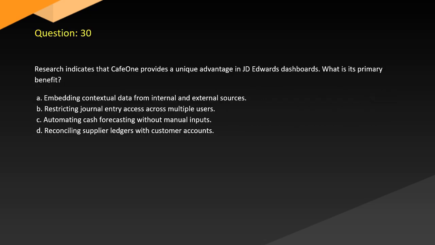Question 30. Research indicates that CAFOAM provides a unique advantage in JD Edwards dashboards. What is its primary benefit? A. Embedding contextual data from internal and external sources. B. Restricting journal entry access across multiple users. C. Automating cash forecasting without manual inputs. D. Reconciling supplier ledgers with customer accounts.